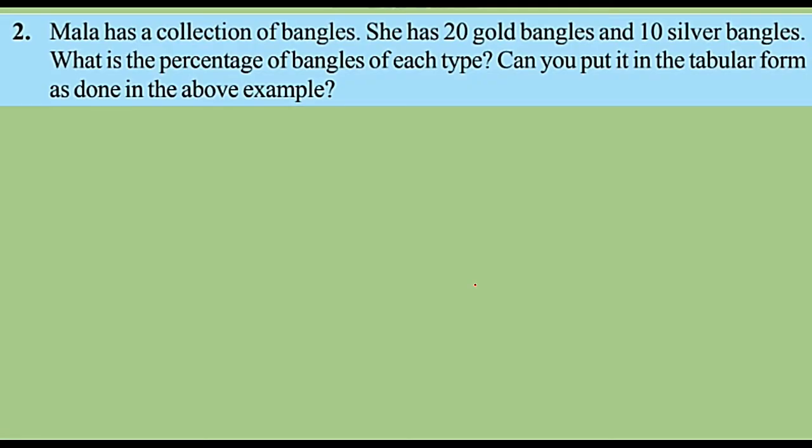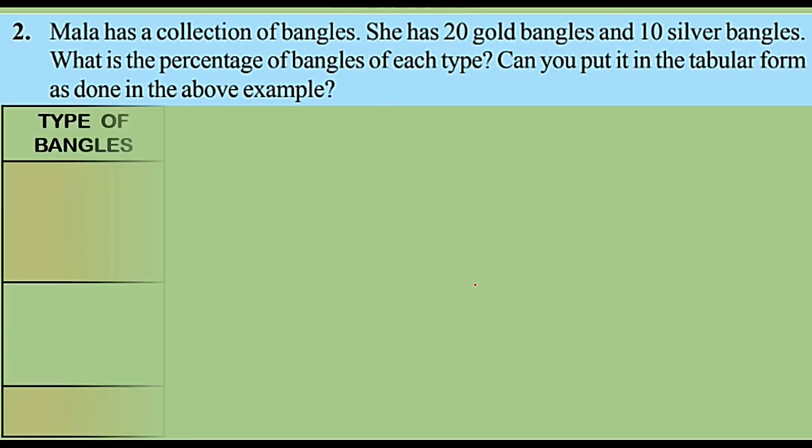Question number 2. Mala has a collection of bangles. She has 20 gold bangles and 10 silver bangles. What is the percentage of bangles of each type? Can you put it in tabular form as done in our above example? Let us make a table.